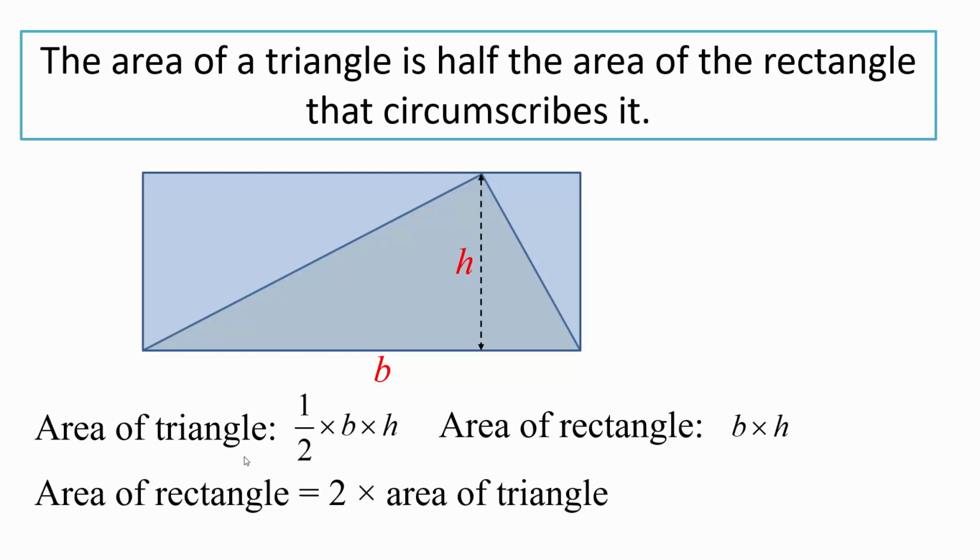So it's very obvious, isn't it? The area of the rectangle, B times H, is twice a half times B times H. In other words, twice the area of the triangle. Another straightforward proof.